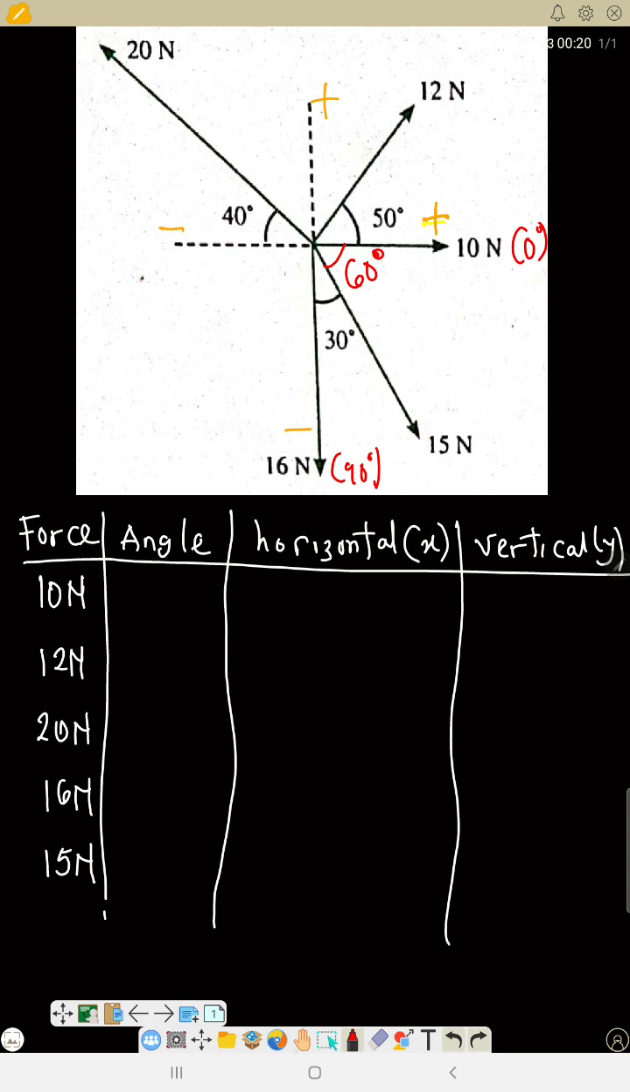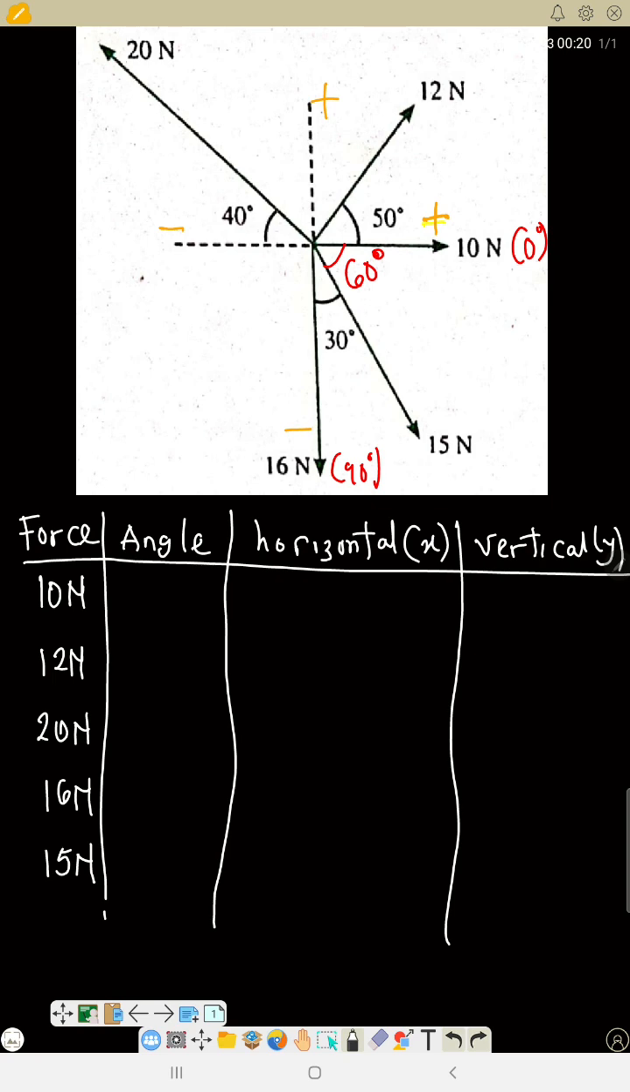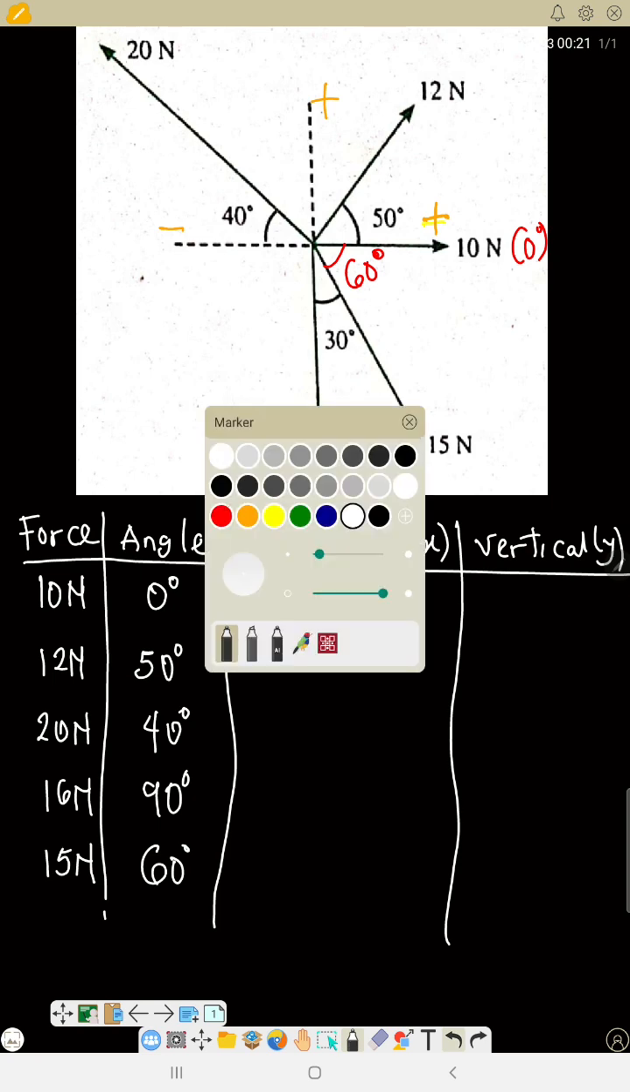Now, for 10, the angle is 0 degrees. For 12, the angle is 50 degrees. For 20, the angle is 40 degrees. For 16, the angle is 90 degrees, so you can trace it. For 15, the angle is 60 degrees. So I'm using all the horizontal angles. And remember, we are going anti-clockwise.